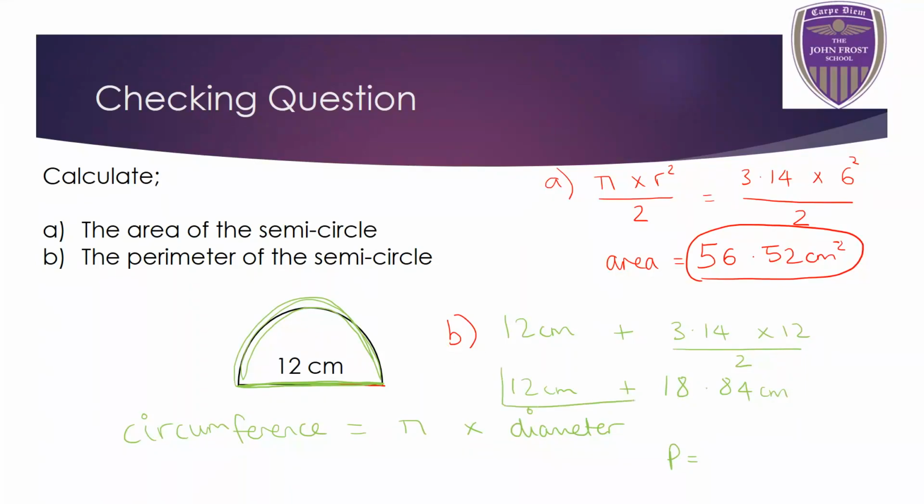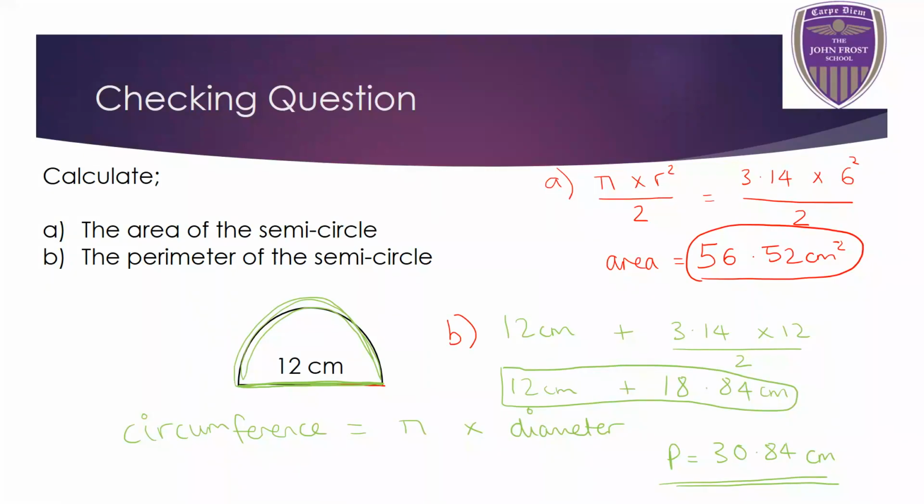The final answer for the perimeter is adding those two numbers together. So 12 centimeters, which is the flat edge, plus the 18.84, which is the curved edge, should give you 30.84 centimeters. That is the final answer to part B.